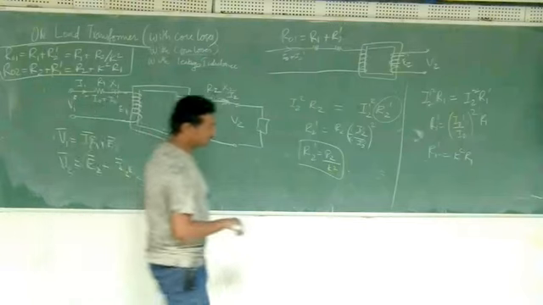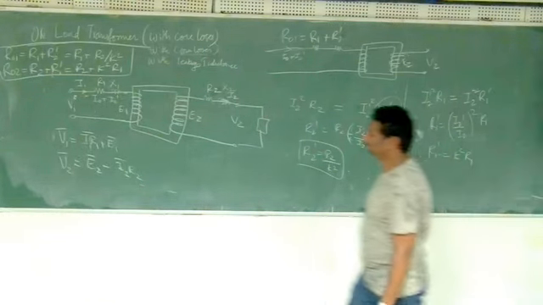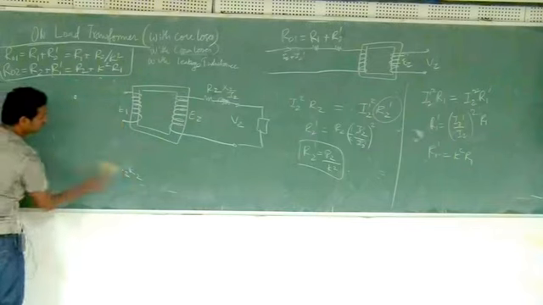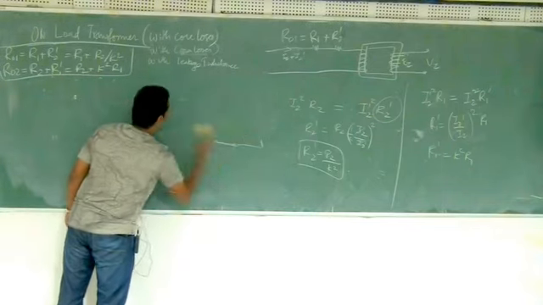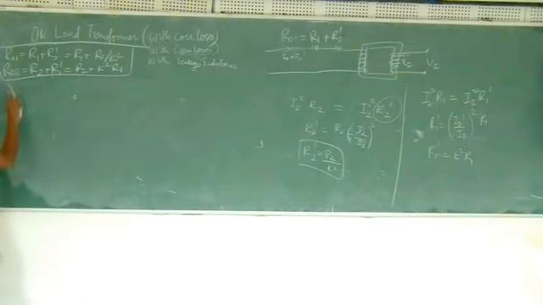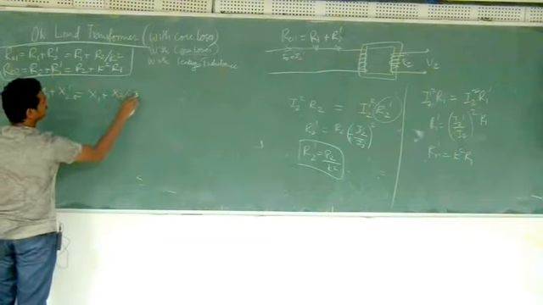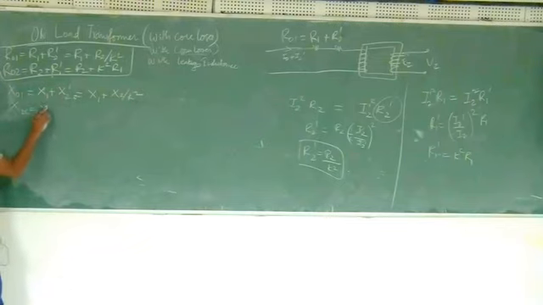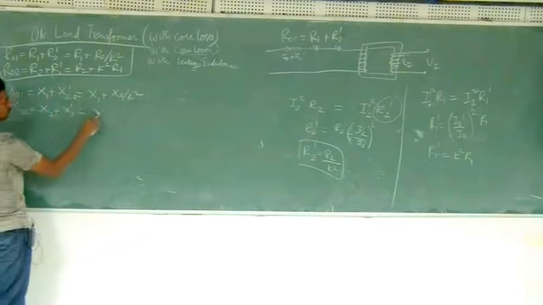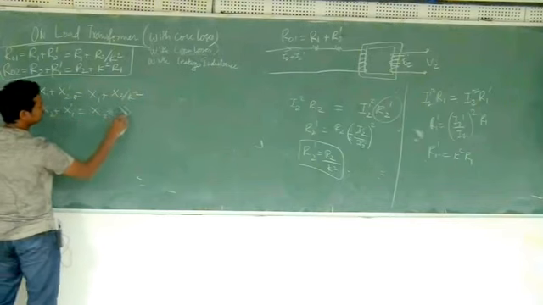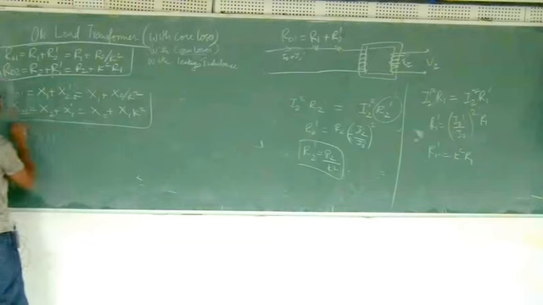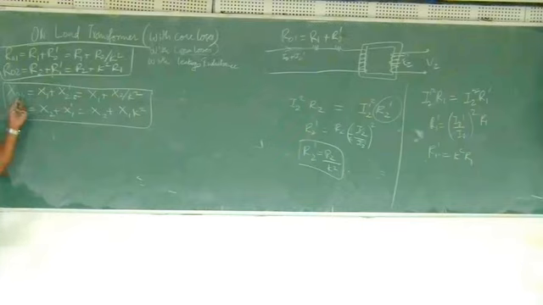Just by observation, I'll write it. So, see here, you will immediately understand what I'm writing. What is X01? Nothing but X1 plus X2 dash, which is nothing but X1 plus X2 by k square. What is X02? Nothing but X2 plus X1 dash, which is nothing but X2 plus X1 into k square. So this is like the entire reactance shifted to the primary side, or the entire reactance shifted to the secondary side.